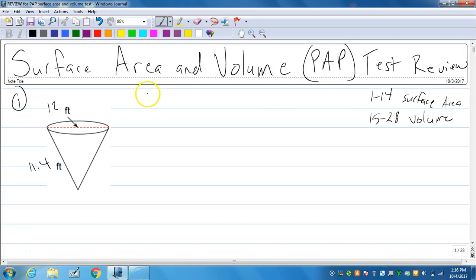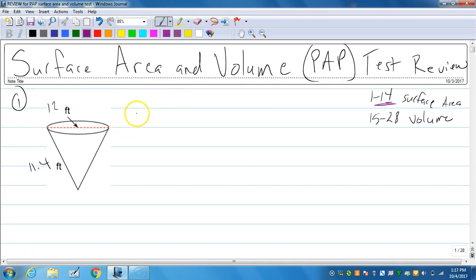The surface area and volume test review for my pre-AP kids. I took the same exact question from your test, and I changed the numbers. Yes, you have to write down everything. Write down the picture, numbers, everything. The first 14 questions are surface area. The last 15 are volume, right? So it's 28 questions on your test, 28 questions here. All right, let's go over this.